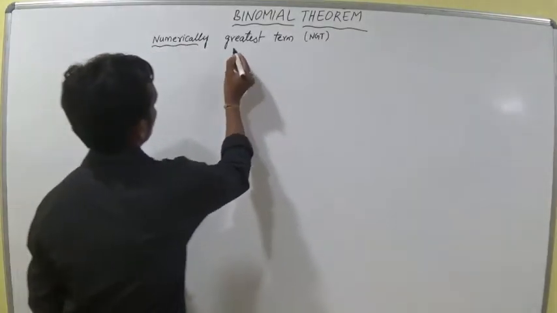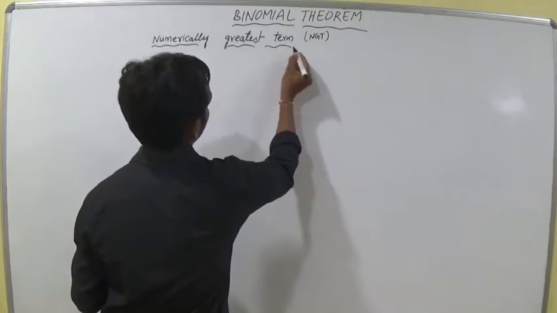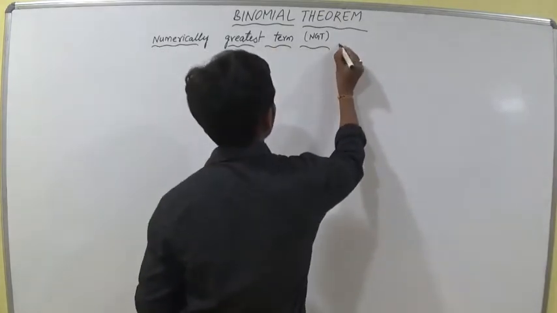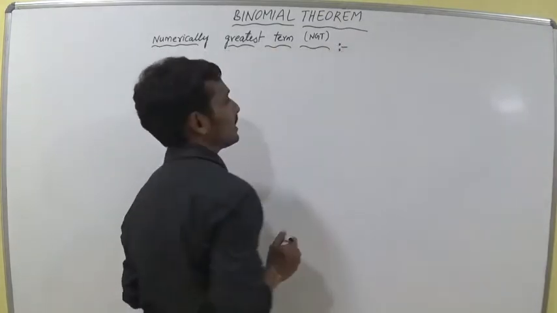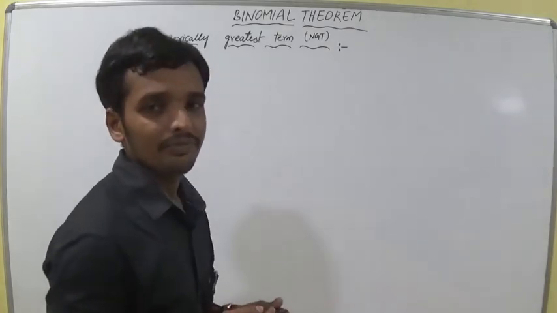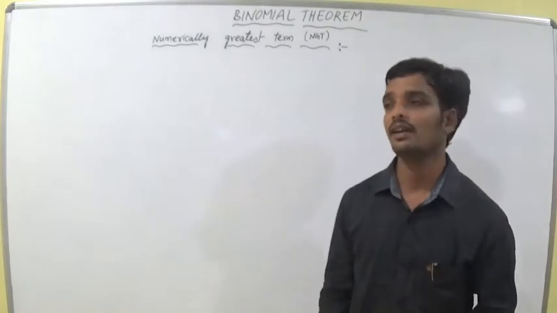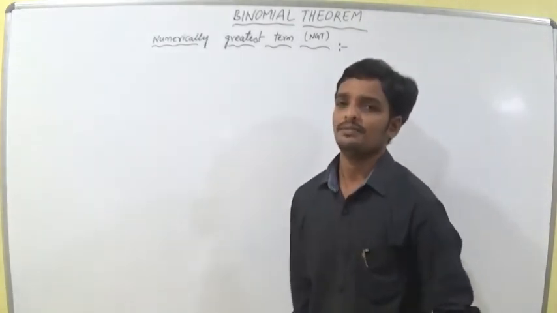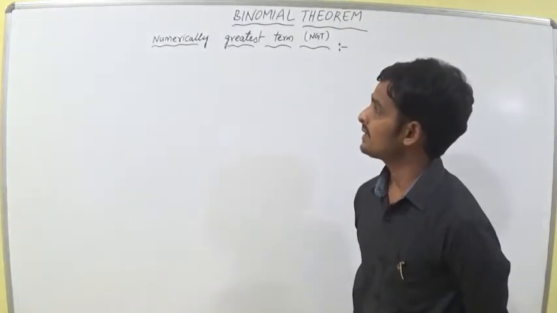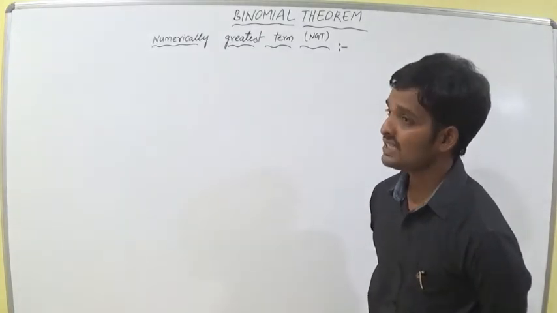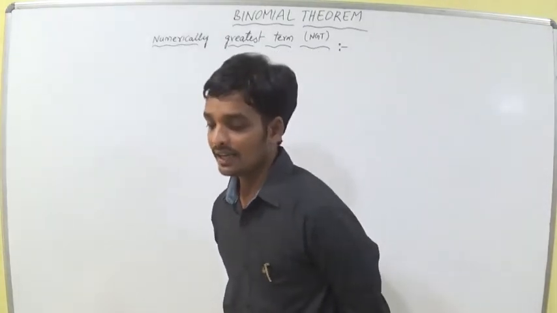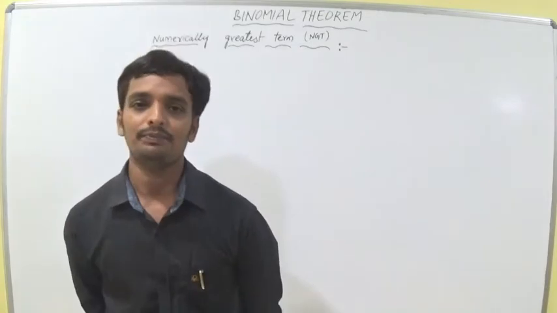What is the greatest term? The greatest term is numerical. Numerical means a number. It's not having a variable. It's not having x and y terms. So what is the greatest term, numerically, in the given binomial expansion?